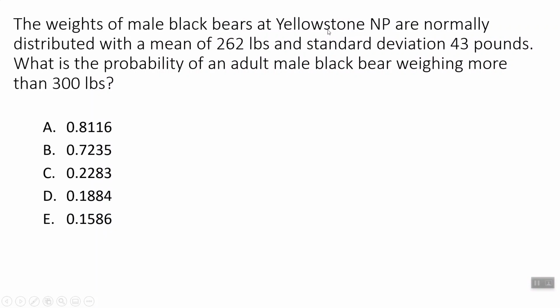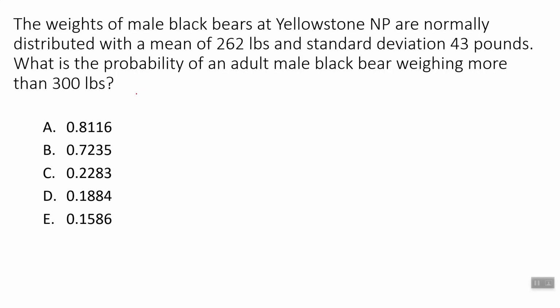The weights of male black bears at Yellowstone National Park are normally distributed with a mean of 262 pounds and a standard deviation of 43 pounds. What is the probability of an adult male black bear weighing more than 300 pounds? All right, so if you want to stop it and work it out, feel free, be my guest.